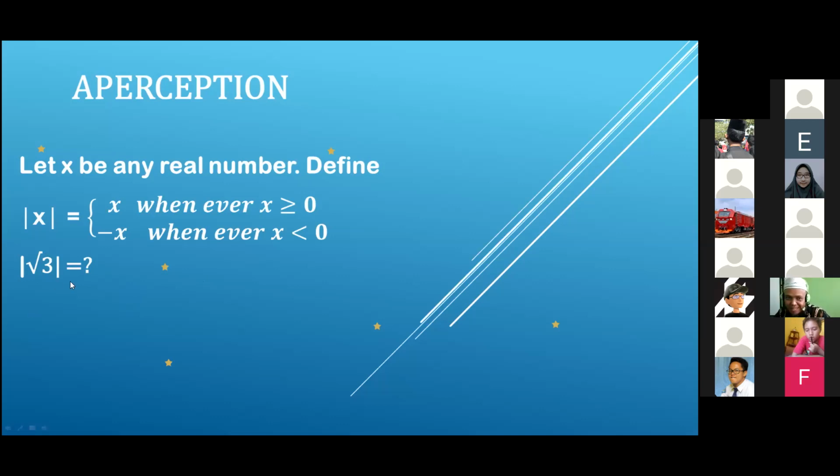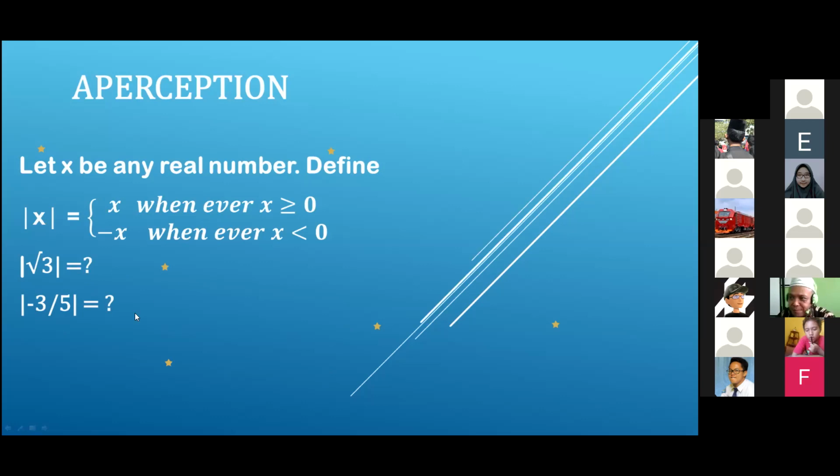Why? Based on the definition, the absolute value of x equals itself whenever x is positive or equals 0. Is it positive or negative? Positive. So the absolute value of square root 3 is itself, square root 3. And then what's the absolute value of negative 3 over 5? 3 over 5.